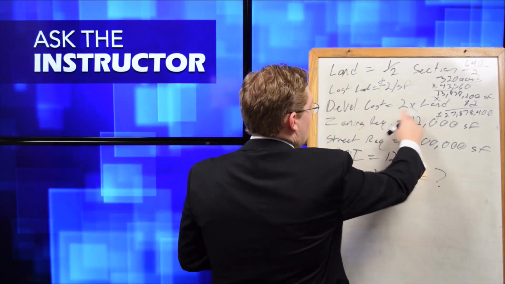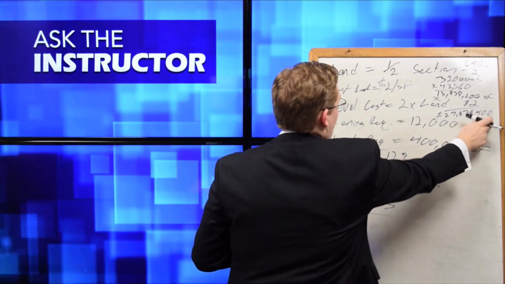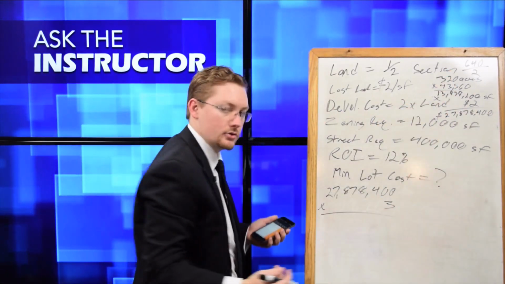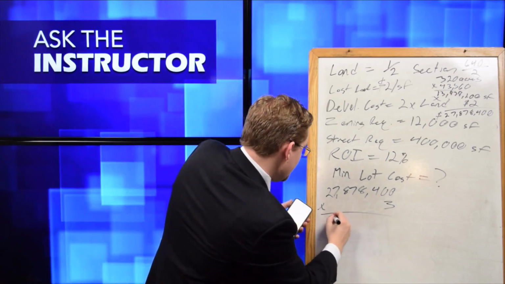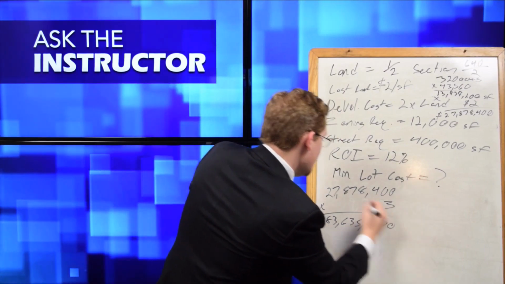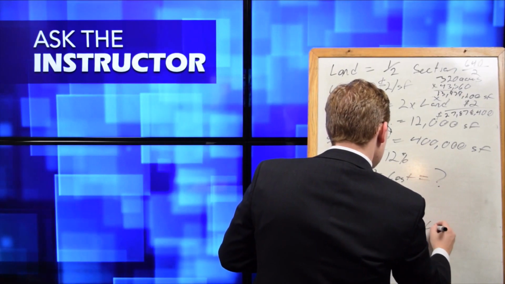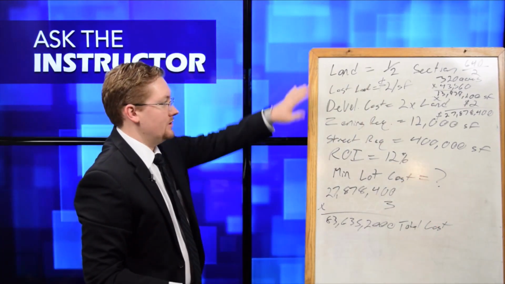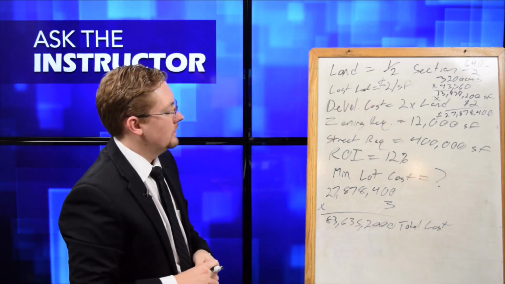Now our development cost is twice the land amount, so we're going to have to take this and multiply it by 3 to account for the 1, 2, 3. 2 times for the land development, 1 time for the land, to find our total cost. So we multiply by 3, and we have $83,635,200 being our total cost. So almost $84 million it's costing us for this half a section of land that's at $2 a square foot.